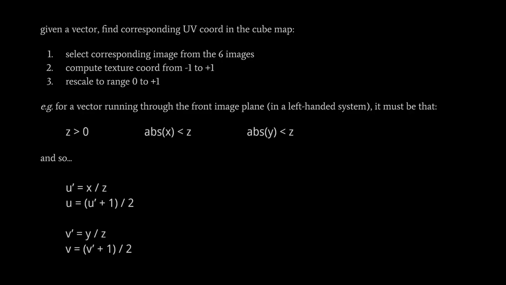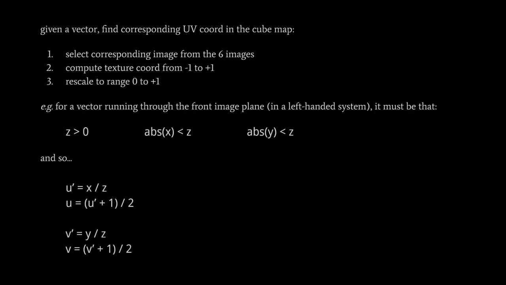Say the vector we want to sample is running through the front image plane, and assume also we're in a left-handed system, unlike OpenGL, and so Z in the positive direction runs through the front. Well then, the way we know that our vector runs through the front image plane is that first, Z is going to be greater than 0, it's going to be positive. But that alone is not enough, that just tells us that it can't possibly be the back plane, it could still be the left, right, top, and bottom.